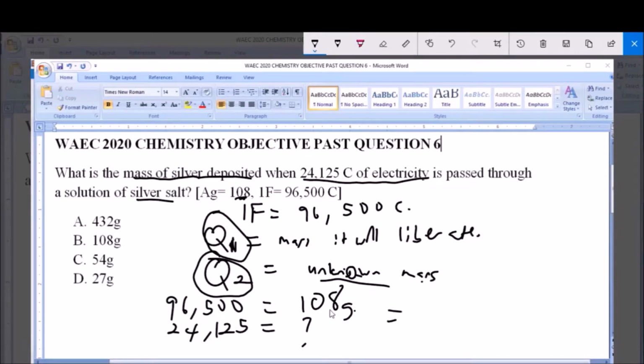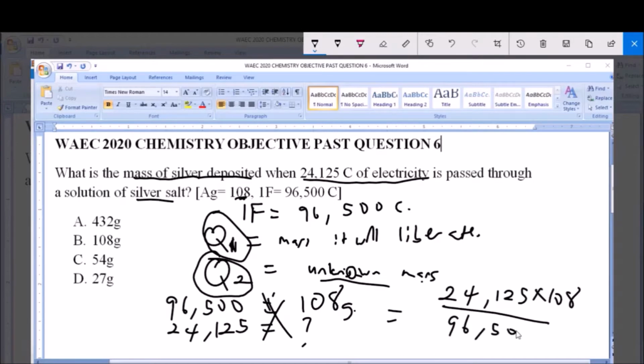So if you put that together, cross multiply this, you have the unknown mass equal to 24,125 times 108 divided by 96,500. And if you make this calculation, it will give you 27 grams, and 27 grams is option D, as we rightly see here. So D, 27 gram, is the mass of silver deposited when this quantity of electricity is passed through a solution of silver salt.